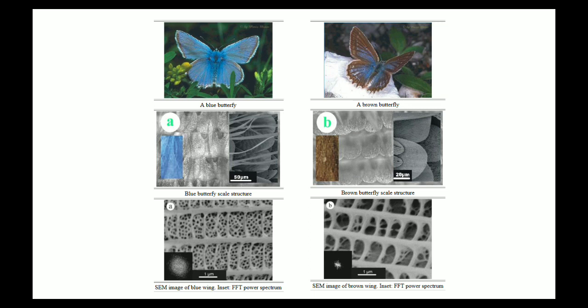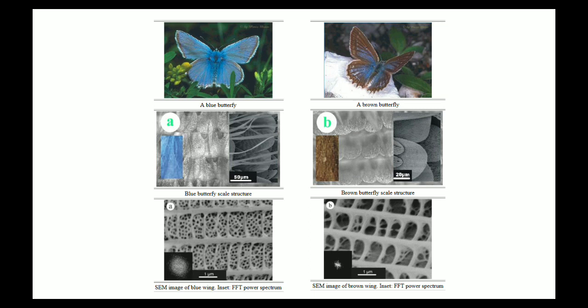The structure is basically suitable for blue light. So there is constructive interference happening with the structure, and the color which gets constructively interfered, the wavelength of that light, represents the blue color.